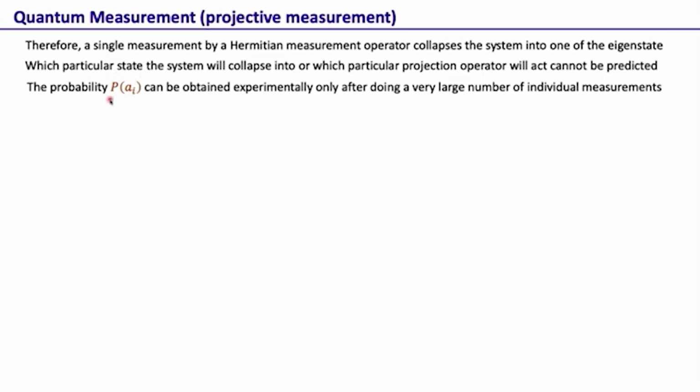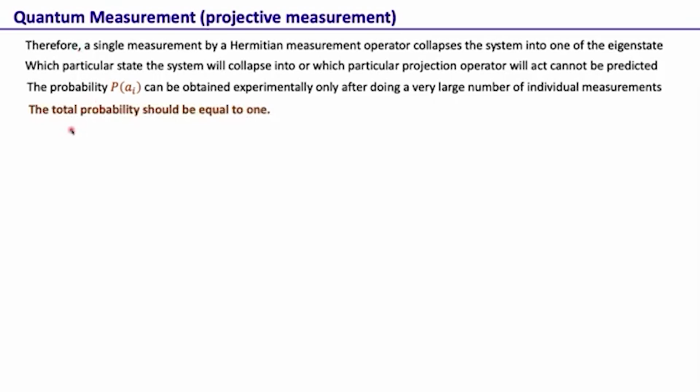Of course theoretically we can calculate it if we know the state, but quite often in experiments the aim is to do state reconstruction, where one doesn't know the state, and these probabilities are actually calculated by doing a large number of individual measurements. Okay, so this is what we have seen so far.